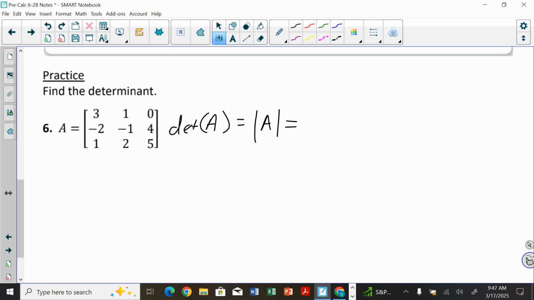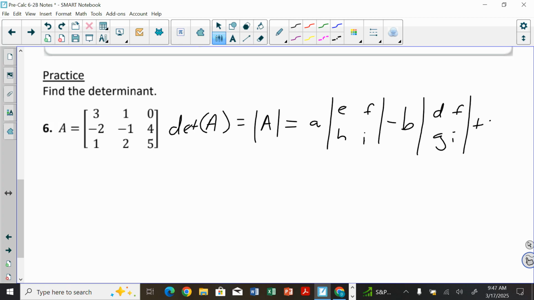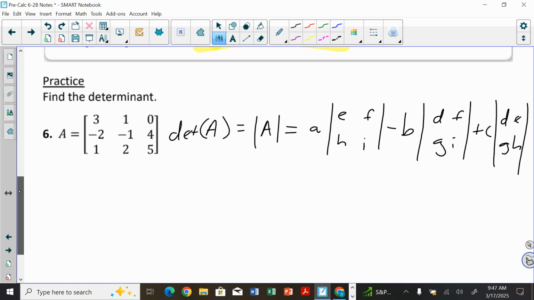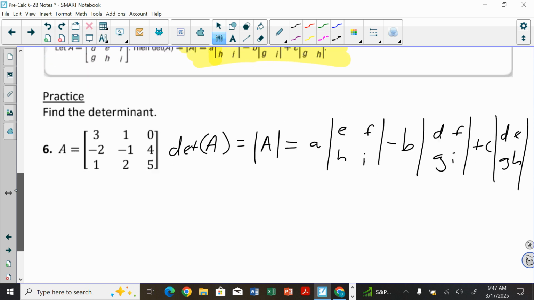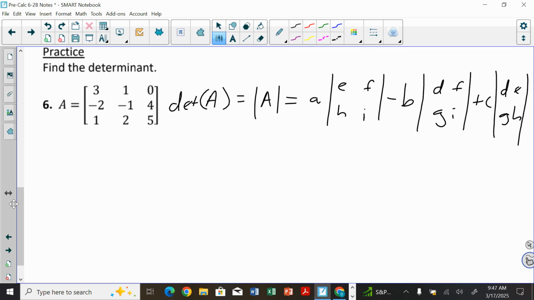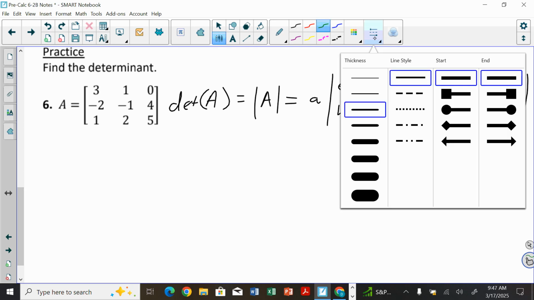Okay, so I'm just going to plug in the formula here. It's going to be the A value times the determinant of EF, HI, just kind of throwing that out there. You don't have to write this out if you get the system down; that's a way to skip. Then minus B times the determinant of DF, GI, plus C times DE, GH, which I'm just getting from right above here. I told you, we showed you how to do that. All right, continuing on here.